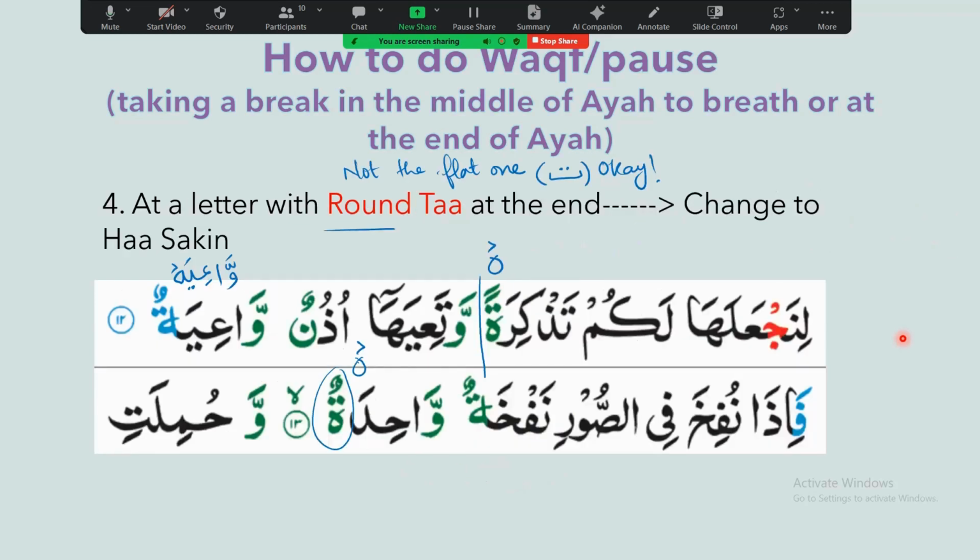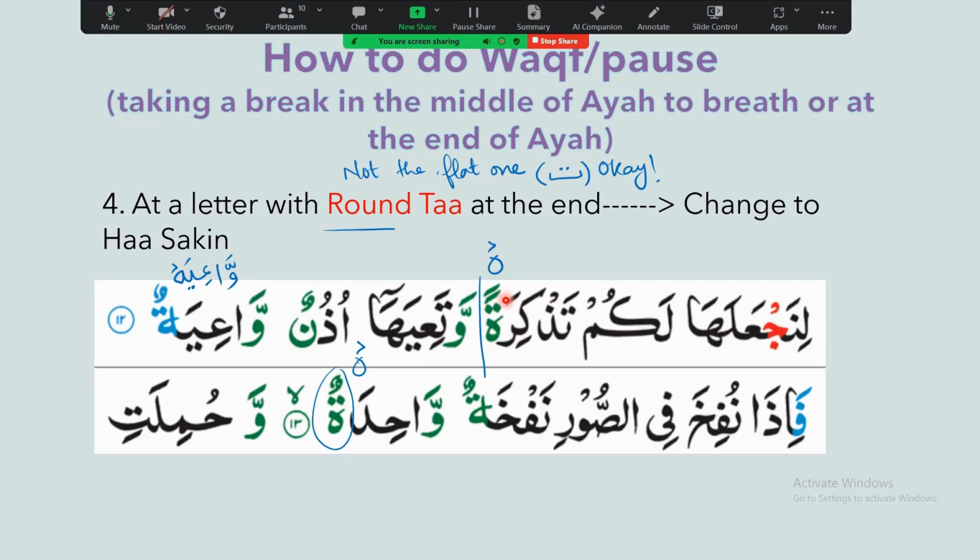The fourth point says that if we take a break at any letter with a round ta at the end, round ta, okay? We change that to ha sakin. So let's see the example. لِنَجْعَلَهَا لَكُمْ تَذْكِرَةً. So this تَذْكِرَةً, the ta here is a round ta, right? Not this flat ta that you say. This is a round ta, and this has a fathatain on it, the tanween of fatha.